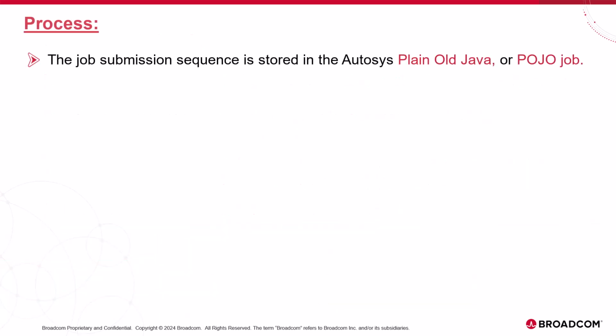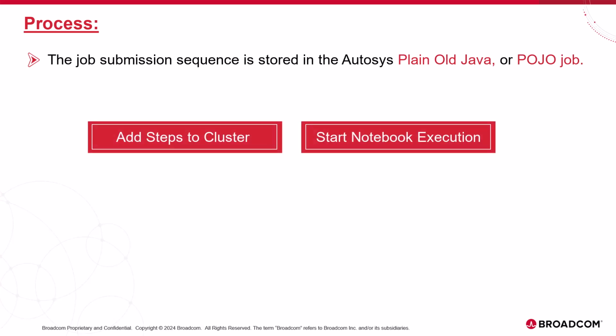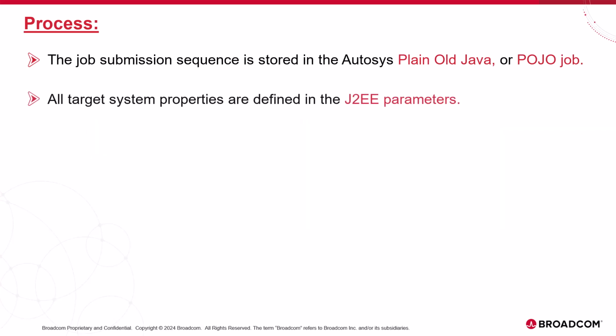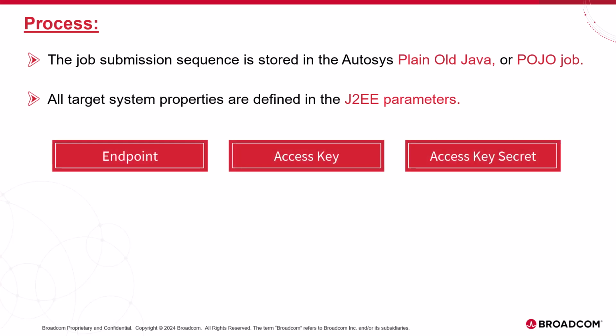The job submission sequence is relatively simple because all job definition properties are stored in the AutoSys plain old Java, or POJO job. AutoSys supports two job types, including add steps to cluster and start notebook execution. All the target system properties, including the endpoint, access key, secret, region, and other parameters, are defined in the J2EE parameters. These parameters may vary depending on the authentication method used.